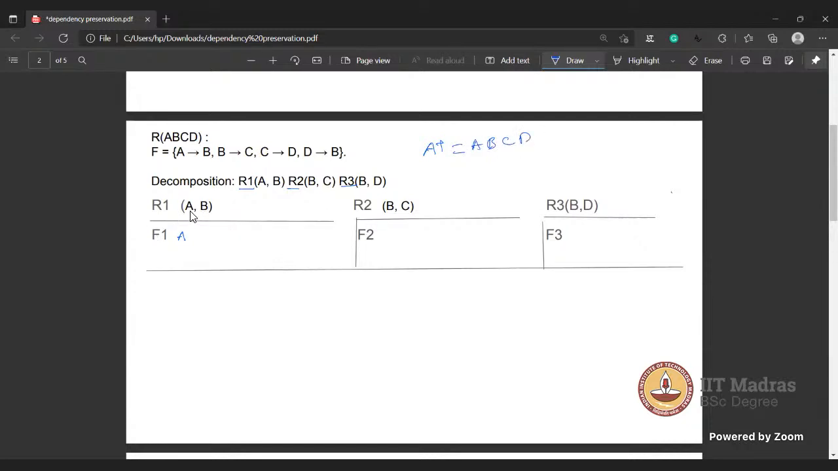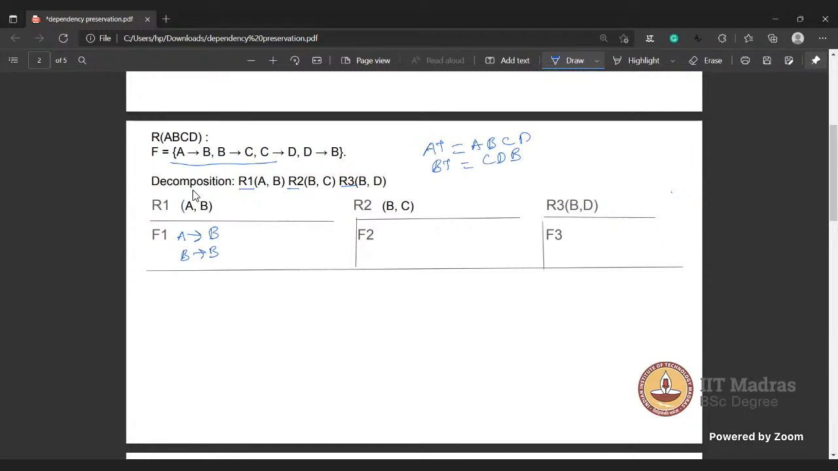But R1 has only A and B, right? Correct, sir. So A determines B already. So we can write A determines B, right? Yes, sir. Then we have to find B closure with the help of these functional dependencies. What will we get? C and D, and B again, but that's okay. So B determines only B, right? Correct.